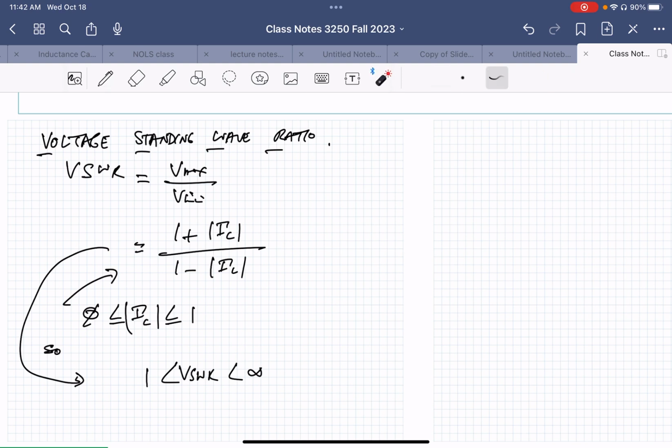Meaning that if the reflection coefficient is 0, you're perfectly well matched, so there's no mismatch in the load, your voltage standing wave ratio is going to be 1. So it means that the max voltage and the min voltage of your standing wave are the same, and you really have no standing wave. If you're perfectly well matched, you won't see a standing wave. There's no maximum and minima because they're going to be the same.